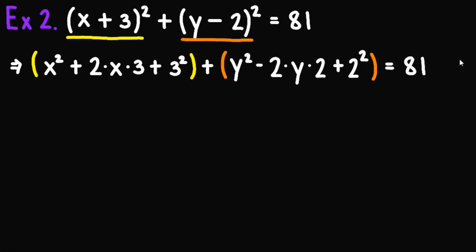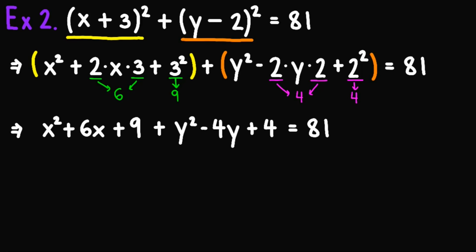Never forget that one. Now let's simplify these groups out here. For the first one, take note that 2 times 3 is equal to 6 and 3 squared is equal to 9. For the next one, 2 times 2 is equal to 4 and 2 squared is equal to 4. So given these, we can now simplify this equation. So we have here x squared plus 6x plus 9 plus y squared minus 4y plus 4 equals 81.